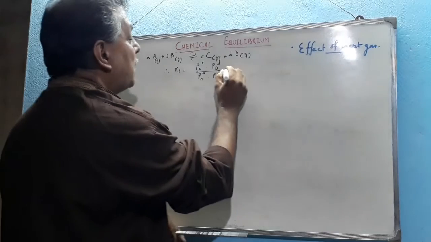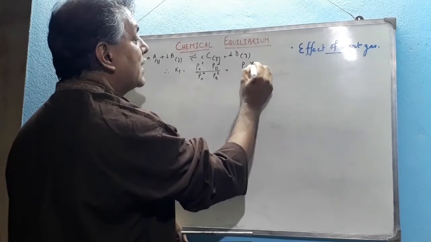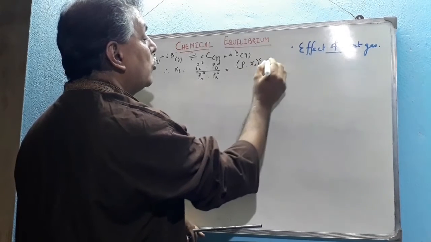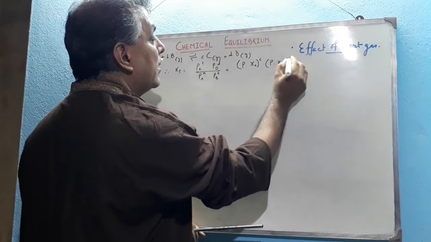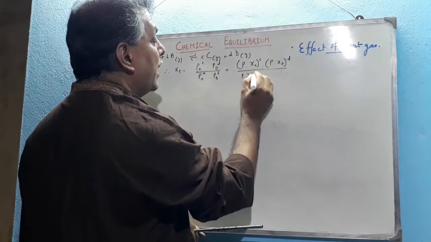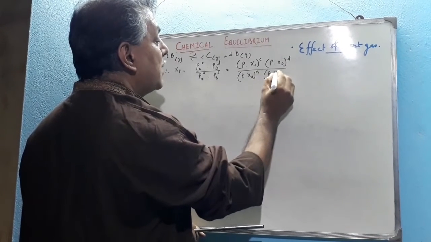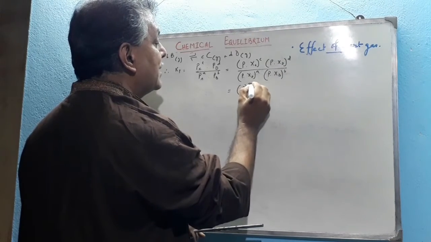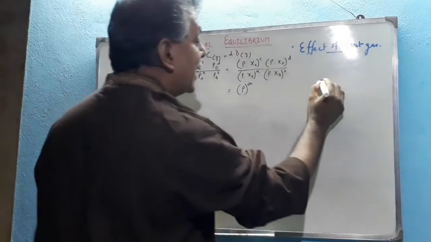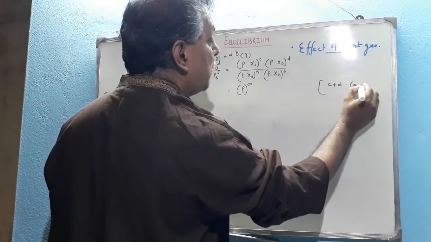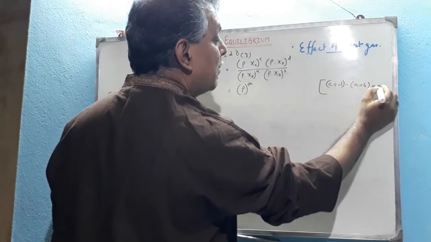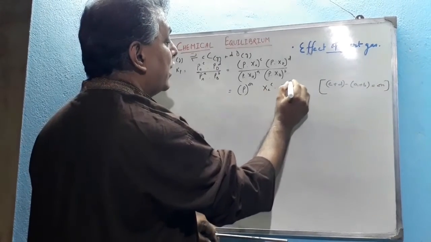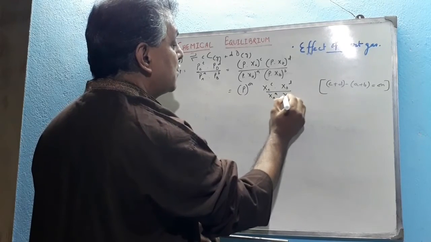Now we know that partial pressure equals total pressure times mole fraction. So we can write this as (P Xc)^c (P Xd)^d divided by (P Xa)^a (P Xb)^b. So this can be expressed as P to the power Δn, because (c plus d) minus (a plus b) can be expressed as Δn. So this into Xc^c Xd^d divided by Xa^a Xb^b.